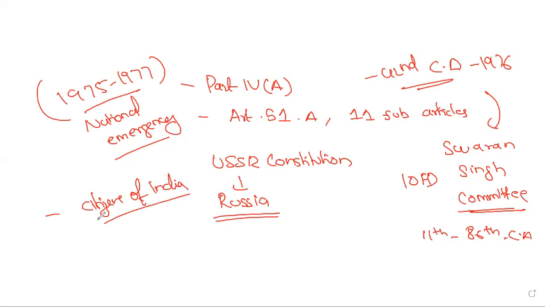Then, the only democratic constitution in the world with a list of duties of citizens is the Japanese Constitution. That is a fact which you need to know. The Japanese Constitution is the only democratic constitution in the world with a list of duties for its citizens.